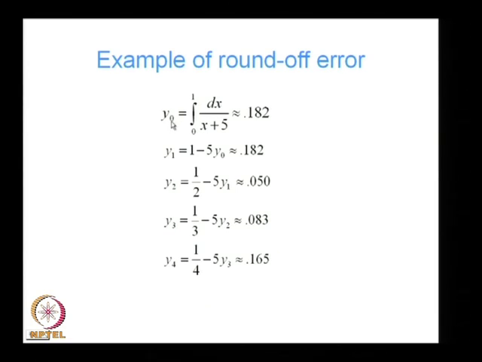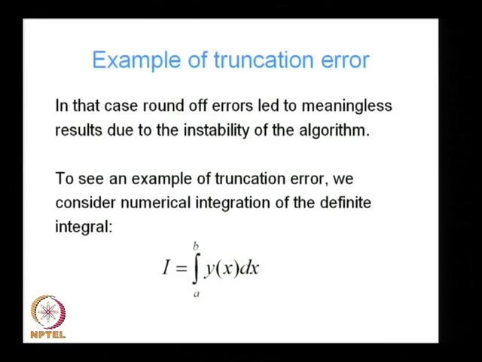We started with y0 equal to 0.182, and by the time we reached y4, we got a value of 0.165, which was totally different from the true solution. This we found was because of the inherent instability of the numerical algorithm we used, which allowed these round off errors to pile up and lead to essentially meaningless results. In that case, round off errors led to meaningless results due to the instability of the algorithm.